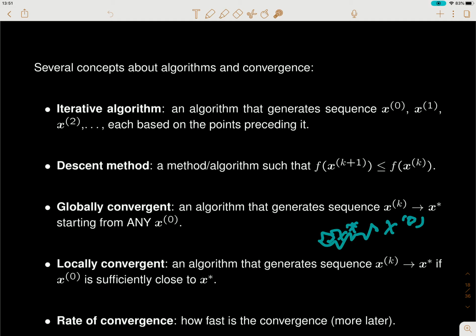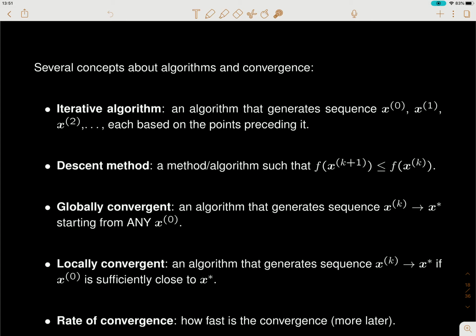But if you start from x0 which is very close to x star, then it's always guaranteed to converge. More formally speaking, this means that if you start x0 in the neighborhood of x star, meaning there exists a ball centered at x star with some radius, as long as your x0 is chosen from this ball, the sequence will always converge to x star. Then in this case, we call the method or the algorithm locally convergent.